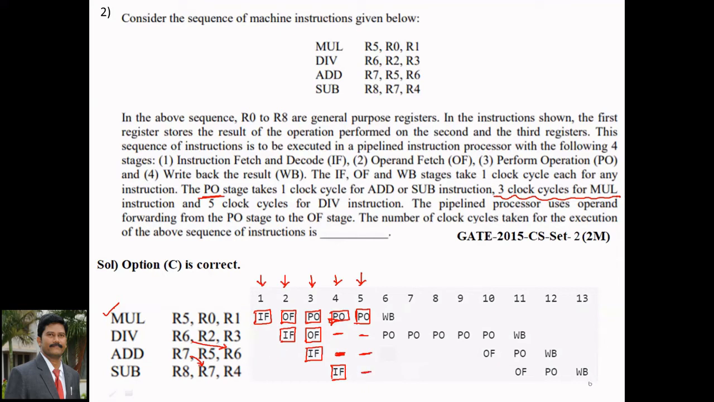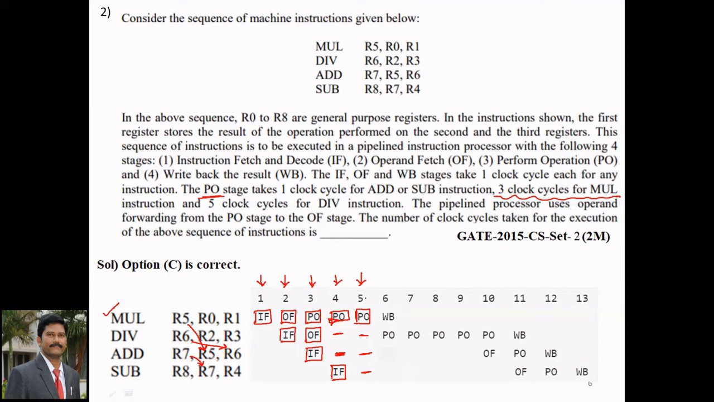Because all these instructions have data dependency. See here, multiplication and division have no data dependency, but R6 has to wait, and here R7 has to wait. And see I3, that means the add instruction has to wait for this R5 also. Right? There is a data dependency. This add instruction depends upon the multiply and division instructions, and the subtraction instruction depends upon the add instruction.